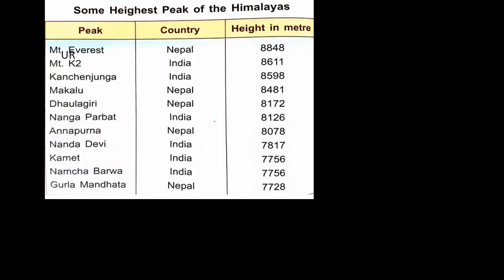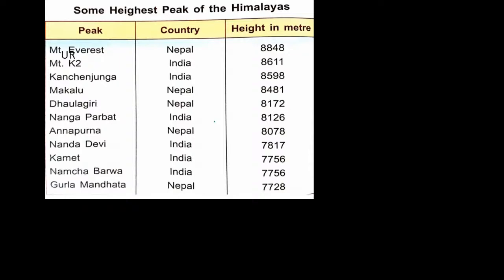Now the next question, what do you mean by igneous rocks? How are they formed? Igneous rocks are formed through the cooling and solidification of magma or lava.